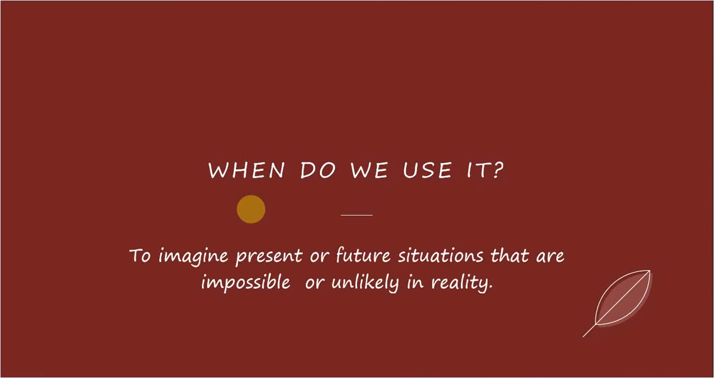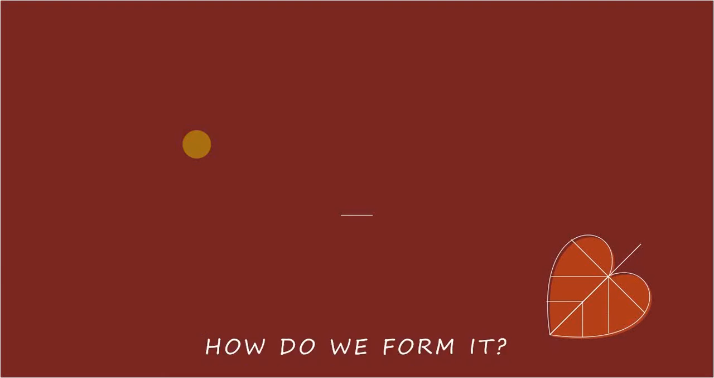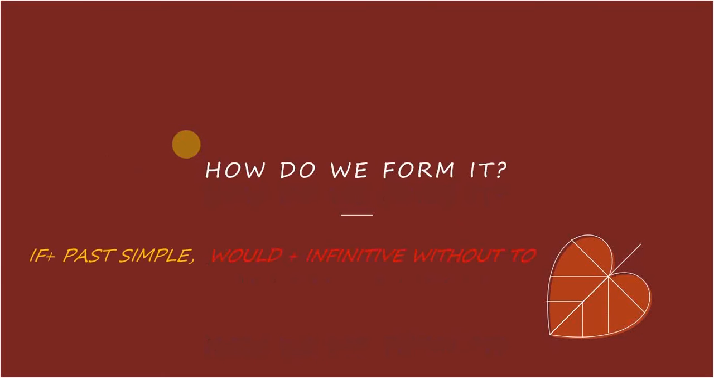We use second conditional sentences to imagine present or future situations that are impossible or unlikely in reality. So how do we form it? We form it when we put if with past simple tense and would plus infinitive without to. In the first sentence, the if sentence, we put the verb in past simple tense. In the main sentence, we put would plus infinitive without to.